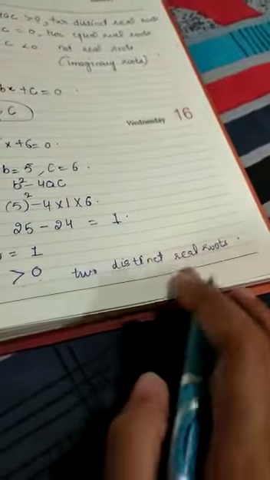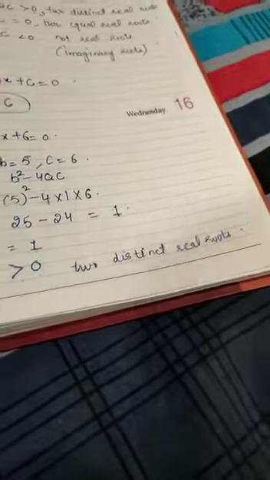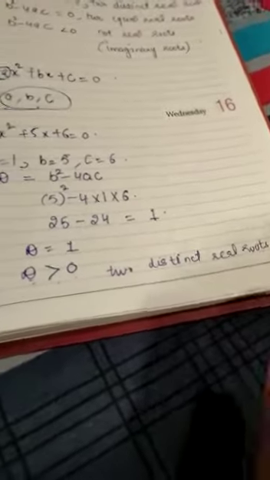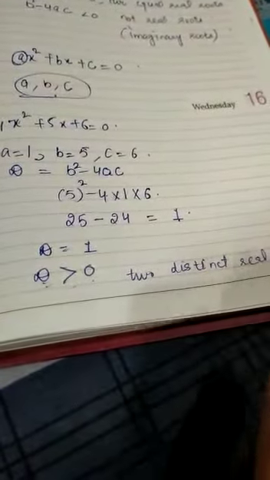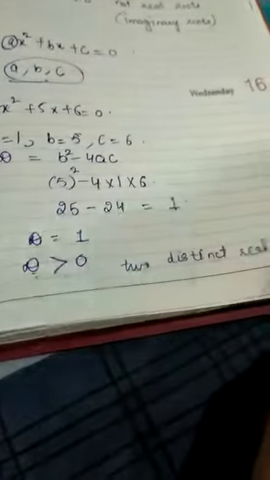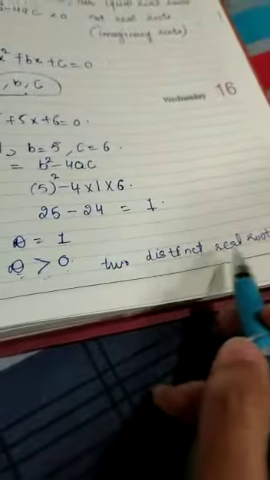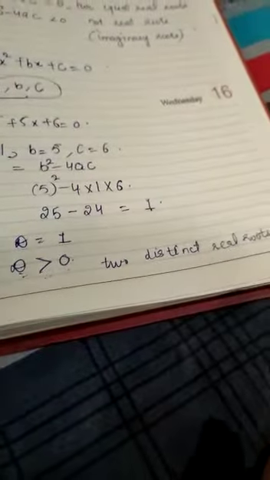And what are the two distinct real roots? We can find them by another method. But in the exercise, they have only asked us about the nature of the roots, so we will solve up to here only. That shows the nature of the roots. So the discriminant is greater than 0, and we will get two distinct real roots.